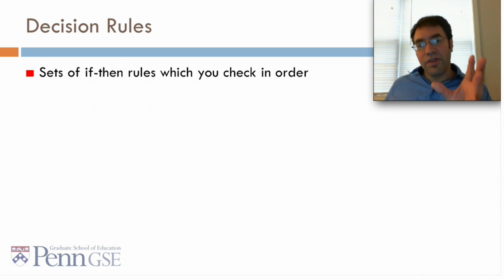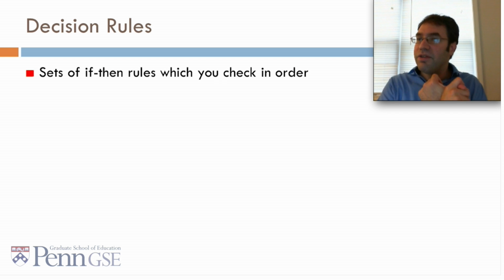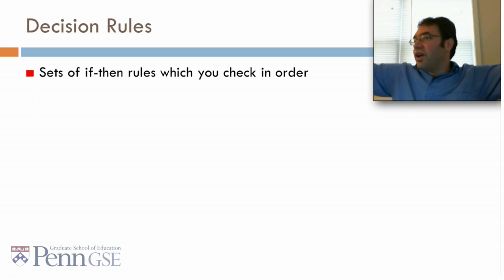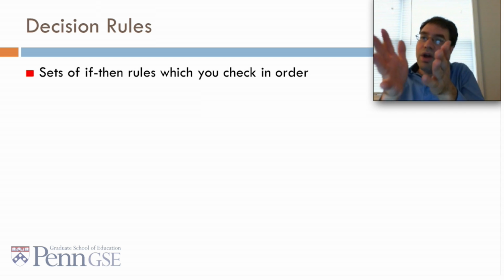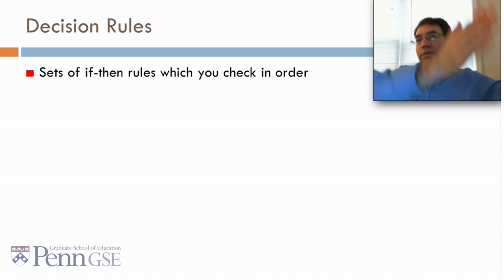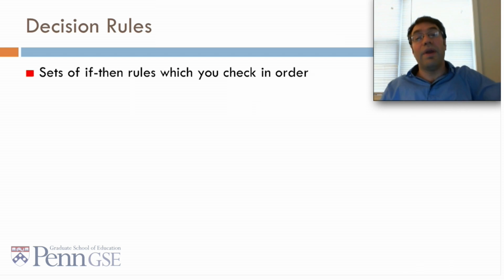Decision rules are sets of if-then rules which you check in order. So in other words, you check the first rule. If the first rule is true, go with the answer. If it's not true, take all the rest of the data and consider that within the second rule. Within that second rule, if the answer is correct, go with that. But if the rule is not correct, then go on with the remaining data.